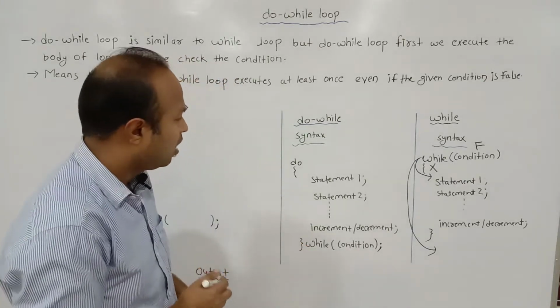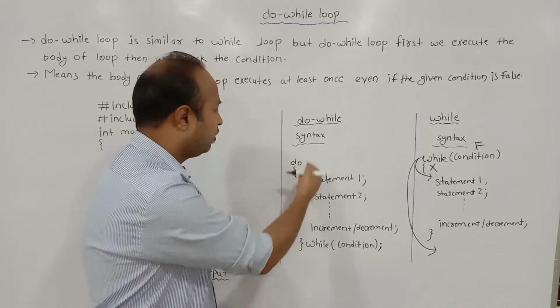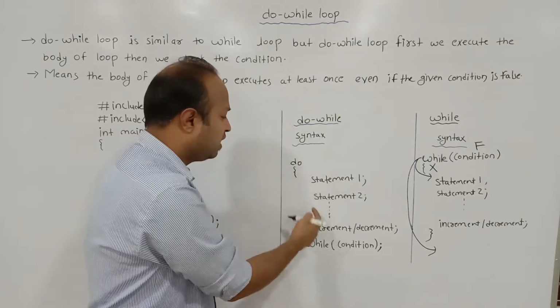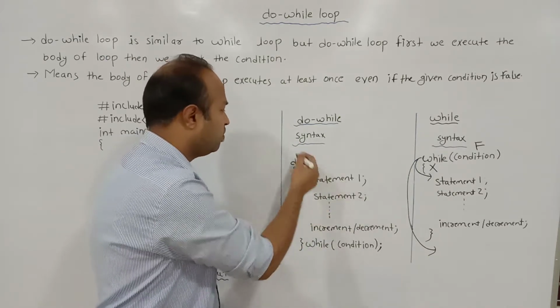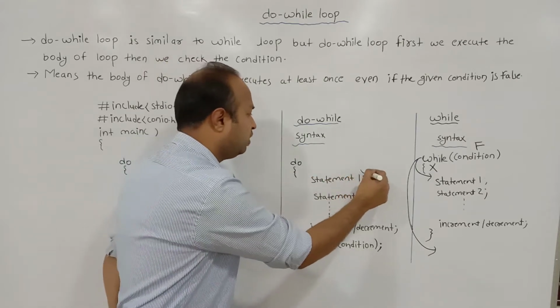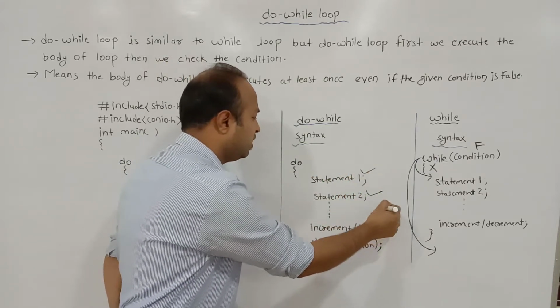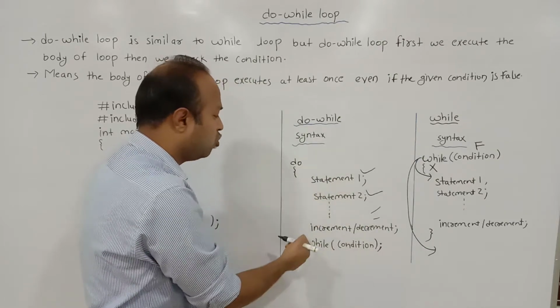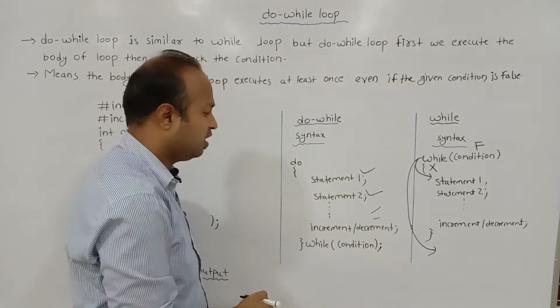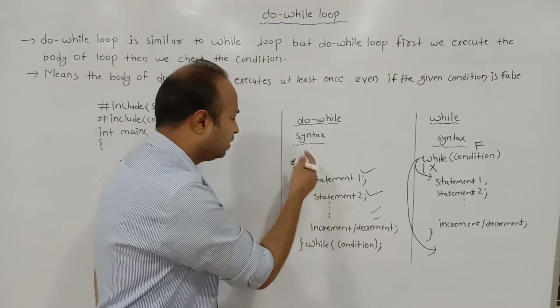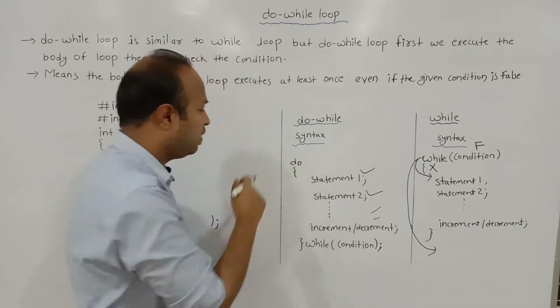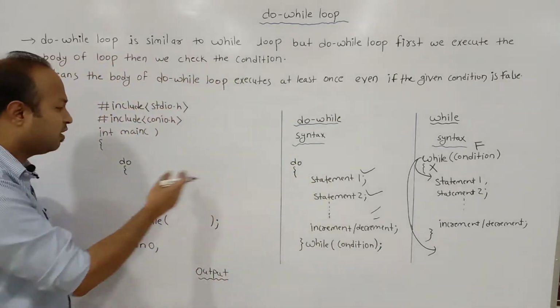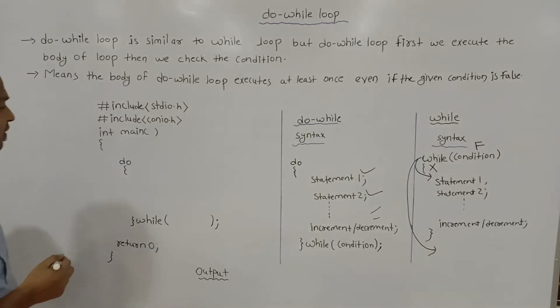Okay, and here we can see that first of all we will execute the body, then we check the condition. First we will execute statement 1, then statement 2, then statement 3, then statement 4. We will execute all the statements of the do while loop, then we check the condition. Even if the condition is false, even then the body will execute. We can see this with another simple example.